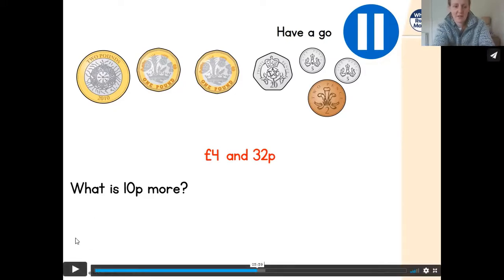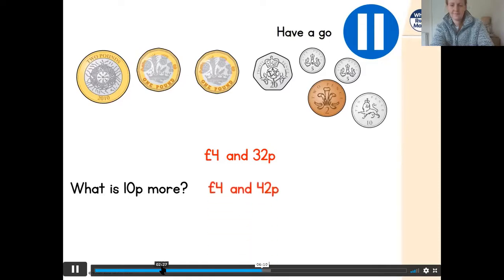Well done if you've done that. So to add 10p, we need to add 10 pence to our pence amount, don't we? So we've got 32 pence, add 10 pence, which we could show by adding in a 10 pence coin. We can see we've got £4 and 42 pence.